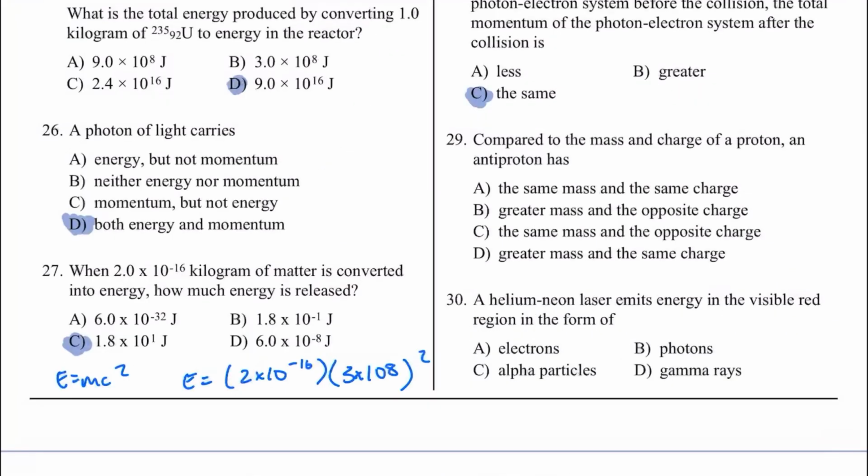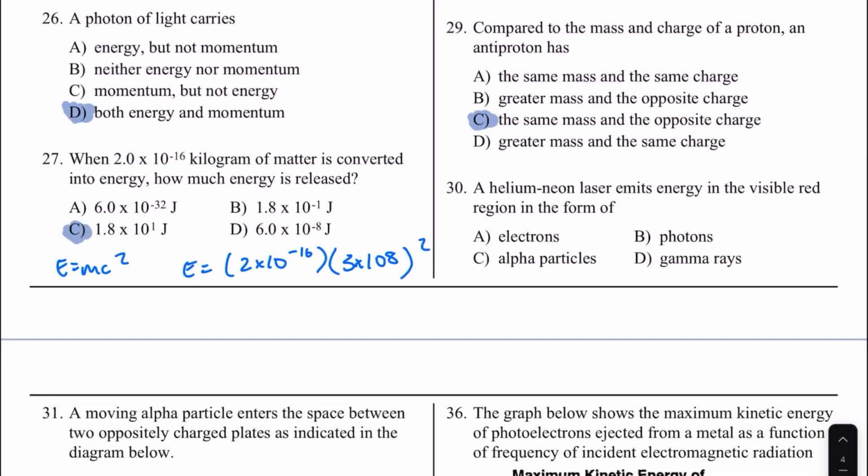29. Compared to the mass and charge of a proton, an antiproton has what? So this is just like a quark and an antiquark. Anti means it's the same mass, same everything, but now the charge is just opposite. So same thing here, same mass but opposite charge. So it's going to be choice C.